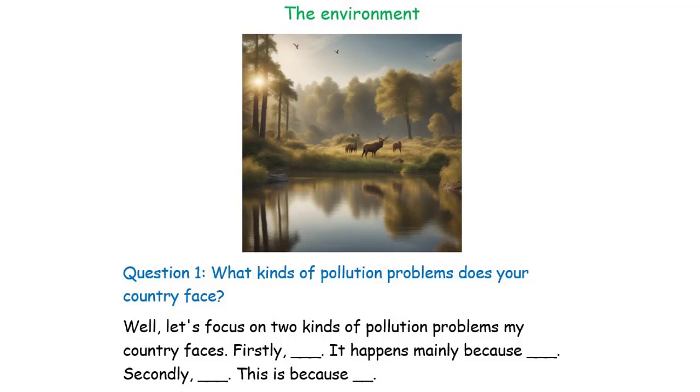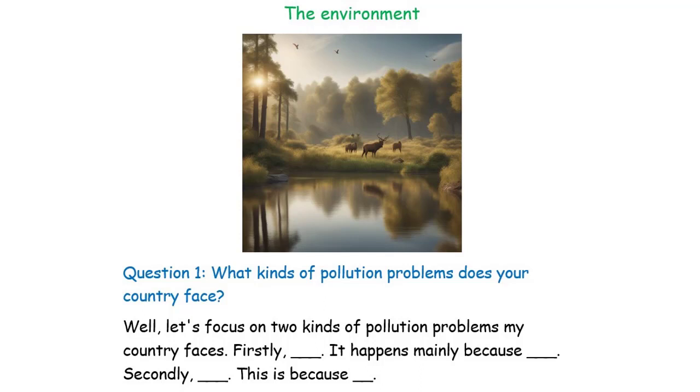Well, let's focus on 2 kinds of pollution problems my country faces. Firstly, and then mention the type of pollution, for example, air pollution. It happens mainly because, and then explain the cause, for example, heavy industrial activity. Secondly, mention another type, for example, water pollution. This is because, and then explain the underlying reasons, such as inadequate waste management practices.